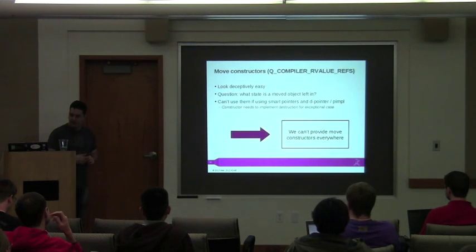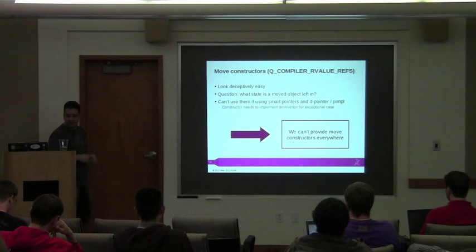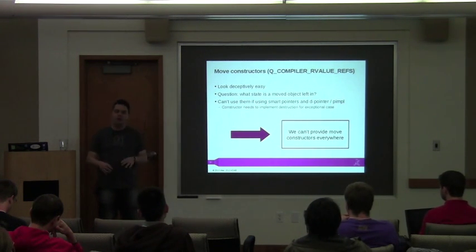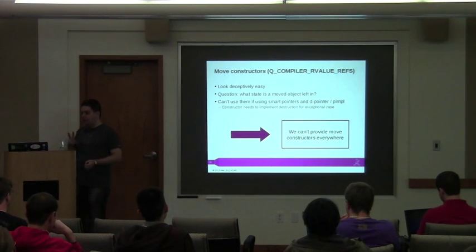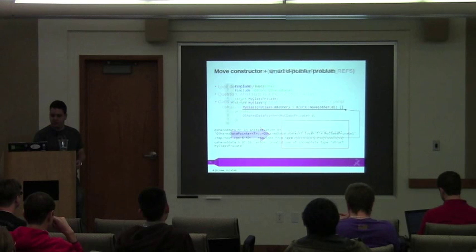Rvalue refs, they look deceptively easy. There is a problem I'm going to go into. So more usually, you use rvalue refs, start using them, add move semantics everywhere. Just a lot of monkey work, a lot of work to do. There are two problems left. I'm going to get into them. One is this one.